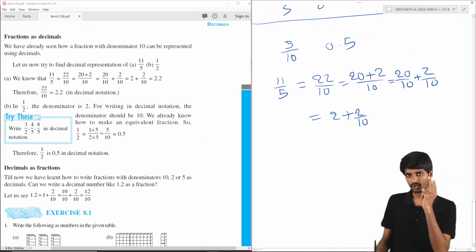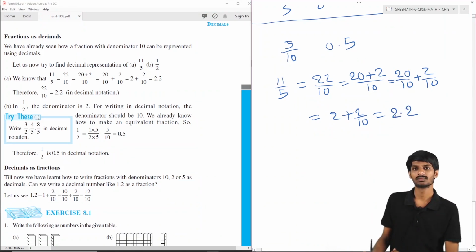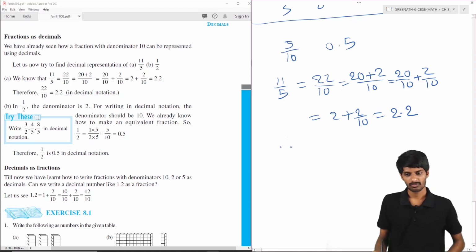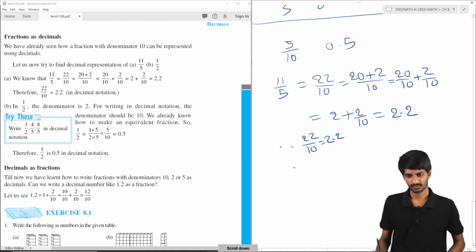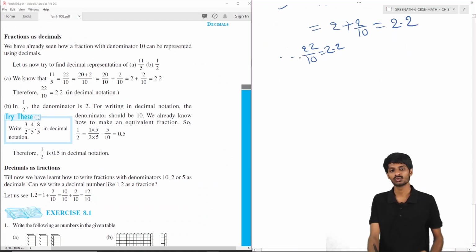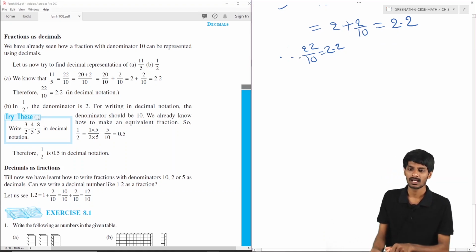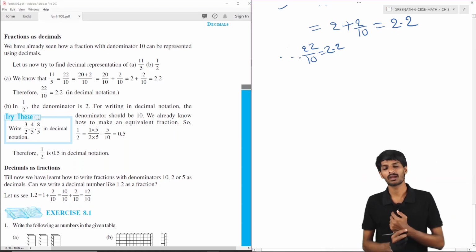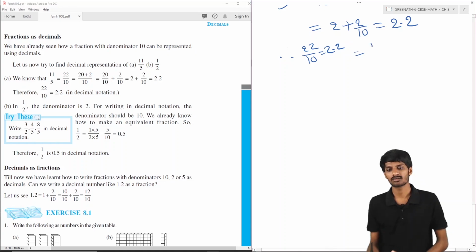So how many 1 tenths? 2 1 tenths. And how many ones? 2 ones. So that is 2.2. Like that, friends. Therefore 22 by 10 is equal to 2.2. 22 by 10 is equal to 2.2, students. In other words, 11 by 5 is equal to 2.2.